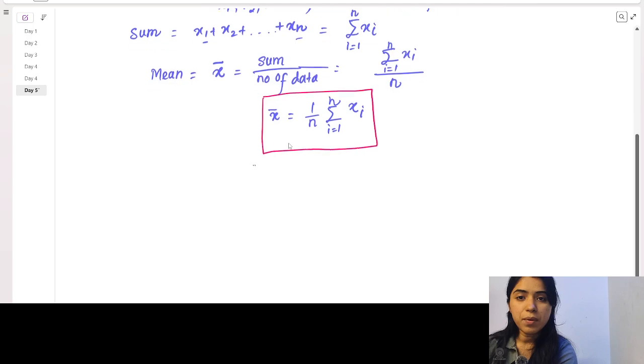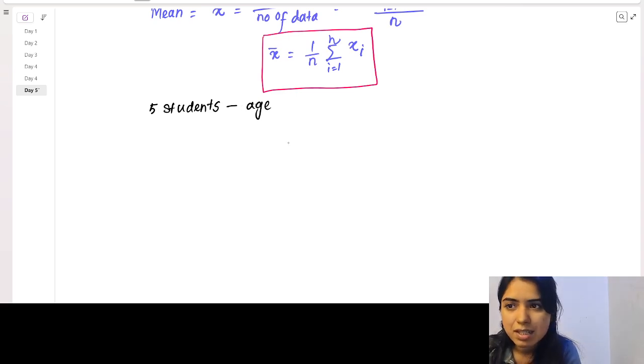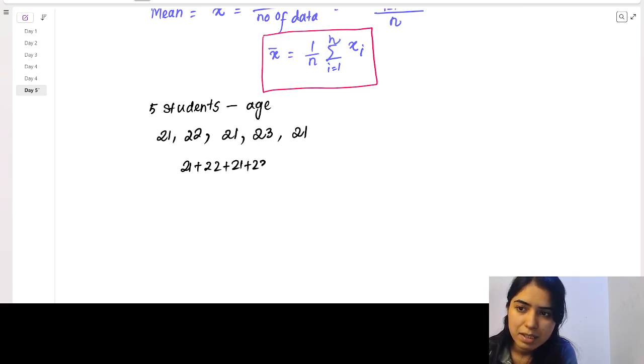Now let me give you one more example. Let's suppose we have 5 students, and in this case we are calculating the age. If I tell you the ages of the 5 students, let's suppose they are 21, 22, then again 21, 23, and again 21. From this, if I ask you what is the average age, you will simply do 21 plus 22 plus 21 plus 23 plus 21. Now how many students? 5 students.